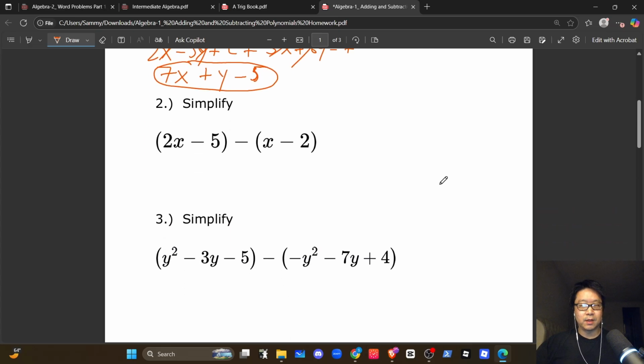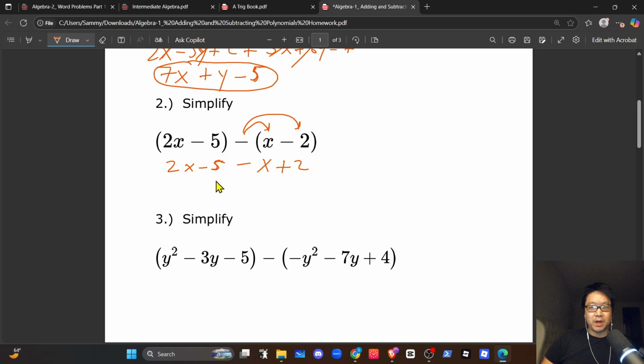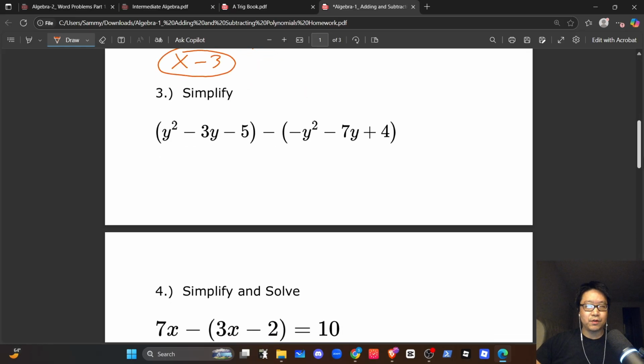Number 2. Again, simplify. And this time there is a negative in front of the second polynomial, which means we're going to have to distribute. So when we do that, we get negative x and positive 2. Negative times a negative is positive. And we can pop out the first binomial from the parentheses. So combine like terms, 2x and negative x gives us x. Negative 5 and positive 2 gives us negative 3. So the answer is x minus 3. Let's move on to number 3.